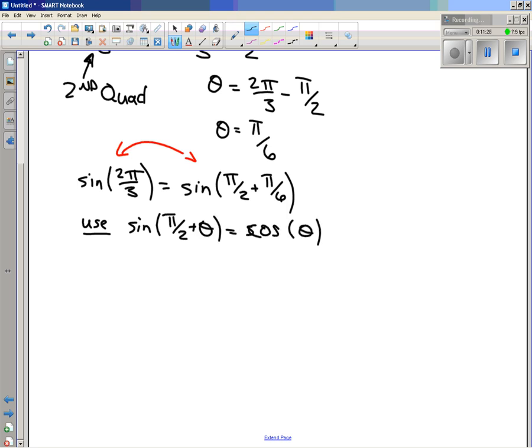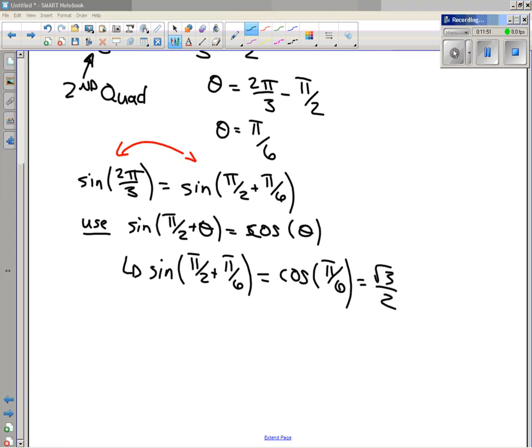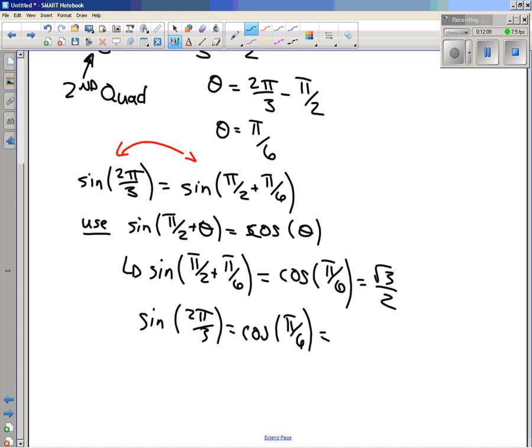So we're going to use the identity that sine of pi by 2 plus theta equals cosine of theta. And that's going to tell us that sine of pi by 2 plus pi by 6 equals cosine of pi by 6. So what we can say here is if we find the exact value of cos of pi by 6, it's root 3 over 2. So we can say sine of 2 pi over 3 equals cos of pi by 6, which is the same as root 3 over 2.